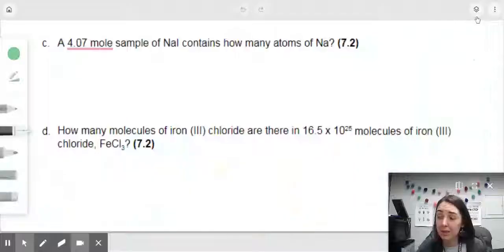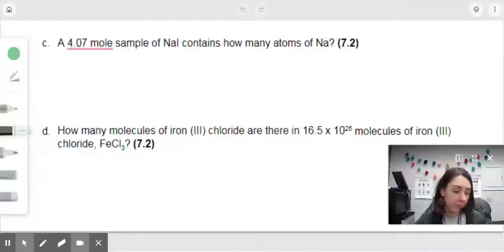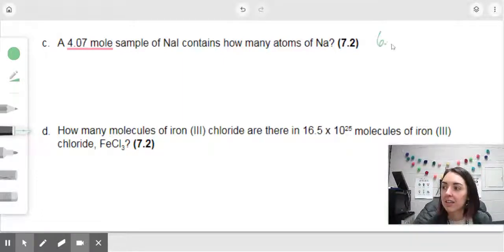So that number has a name. It's Avogadro's number is what it's called. So let's actually write that out here really quickly so we remember it. So Avogadro's number, a really important number in chemistry, 6.02 times 10 to the 23rd. And that's how many particles are in a mole.